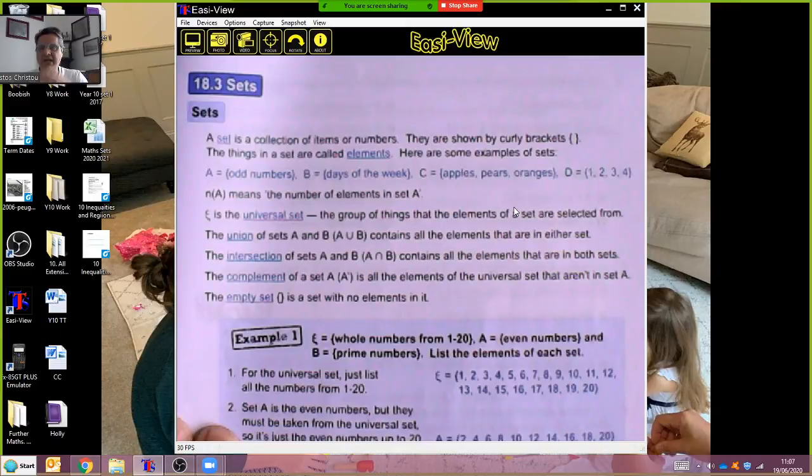And you may remember from last year that the universal set is contained within a rectangular box, and the two other sets are shown as circles, and then there's an overlap as well.